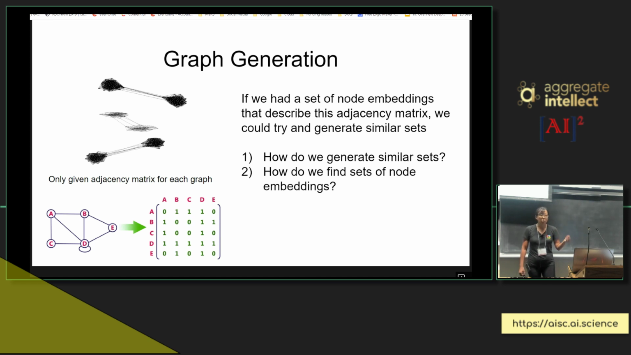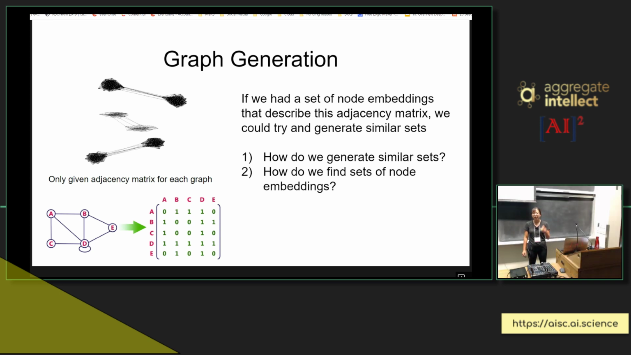So you can imagine that one way of solving the graph generation problem is to say, what if we had a set of node embeddings for each graph? So every node in the graph gets its own embedding, and we had some distance function that could reconstruct the adjacency matrix given these node embeddings. So it's sort of like you take this graph structure and you put it in like this high dimensional space and look at distances between the different nodes to figure out if they're connected or not.